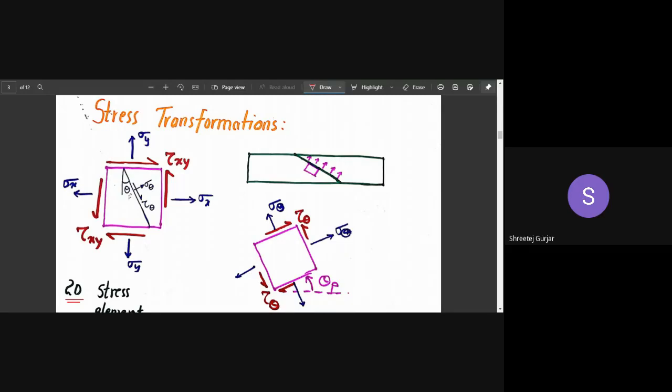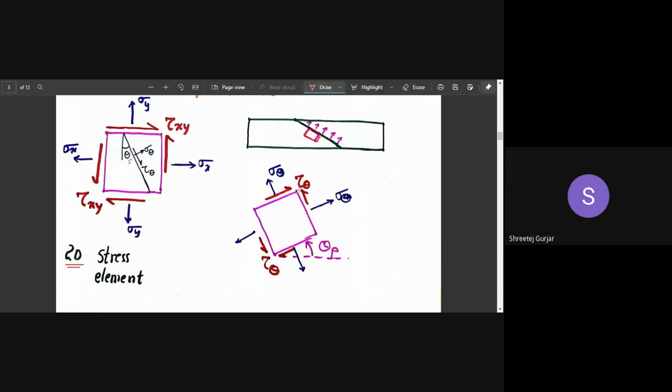Now, this element is aligned along the x-axis. But sometimes we want to determine the stresses at a certain plane. Suppose this is your element and this is the weld that you have made. Then you can align your element in this format to determine the stresses generated at this plane. So we have to rotate this element as required.